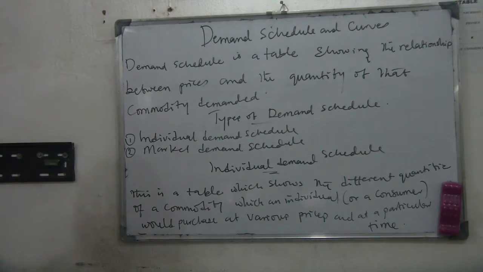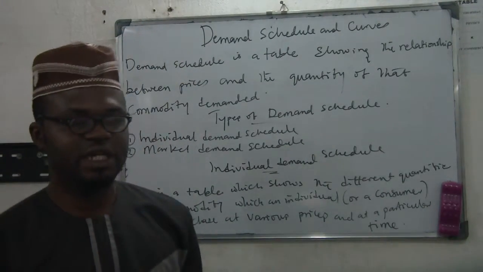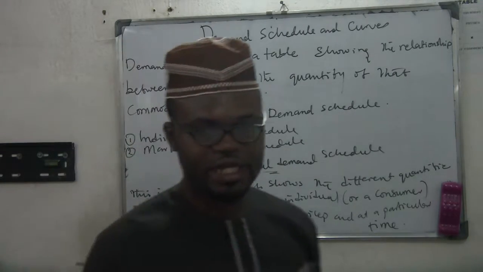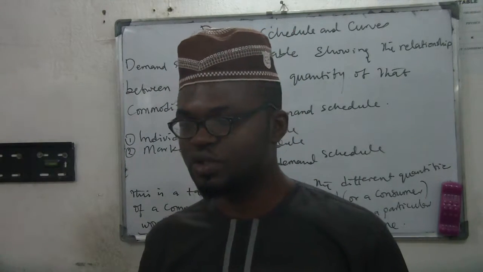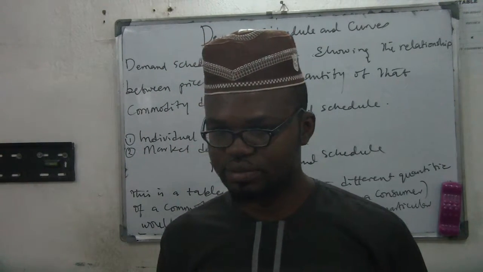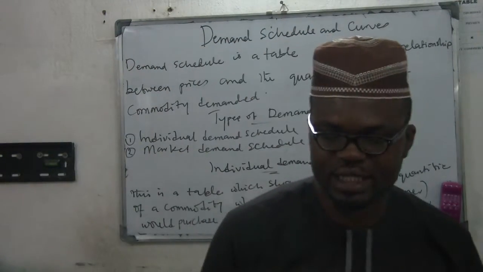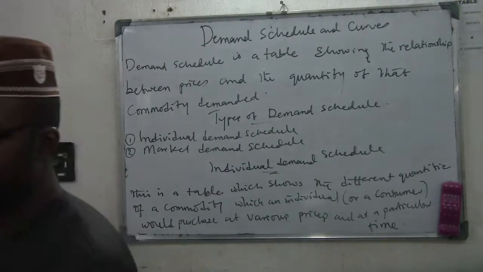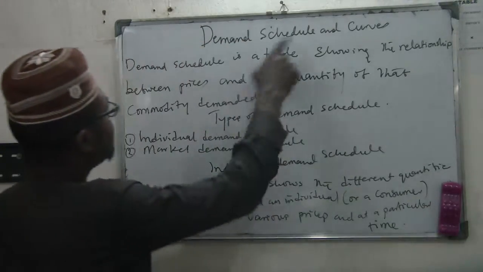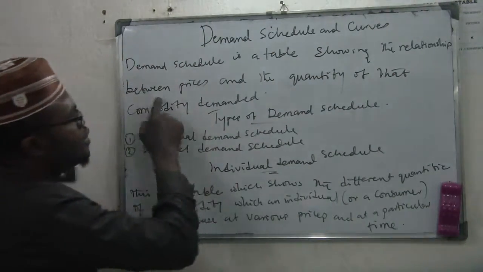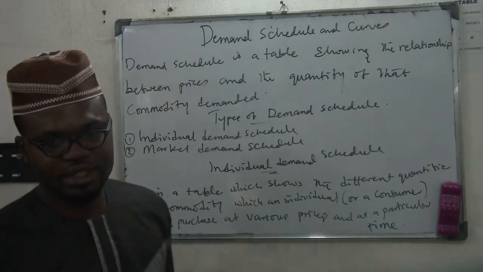Yes, we're going to look at demand schedules and curves. What is a demand schedule? A demand schedule is any table that shows the relationship between the quantity of a particular commodity that a consumer demands at various prices. So a demand schedule is a table showing the relationship between the prices and the quantity of that commodity demanded. You understand?